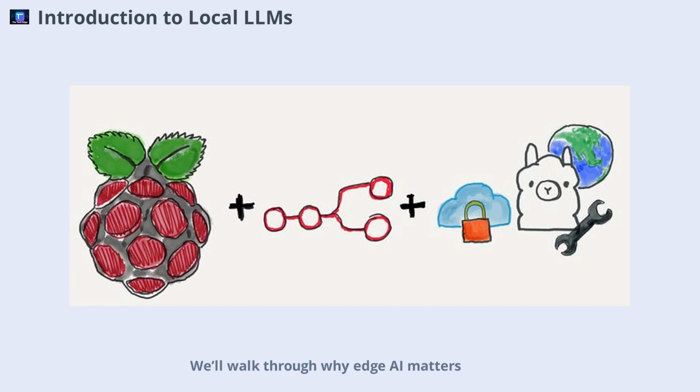and creative control. We'll walk through why Edge AI matters, what the Raspberry Pi can handle, and how to set up your own local model for real-world automation. Let's dive in and see how you can make AI truly yours.